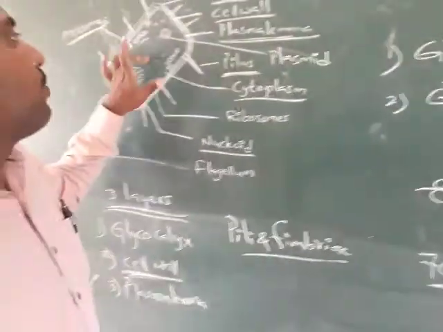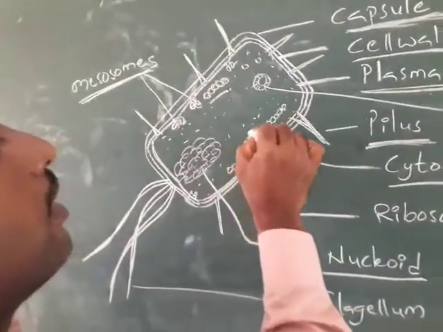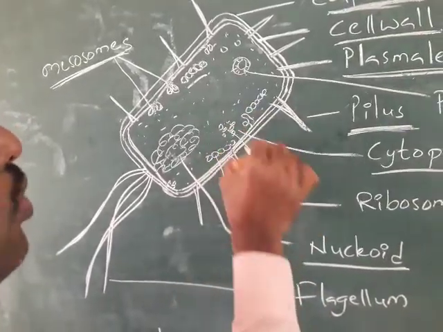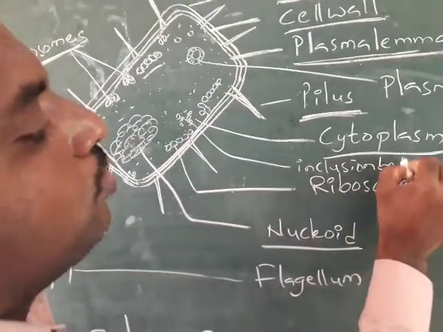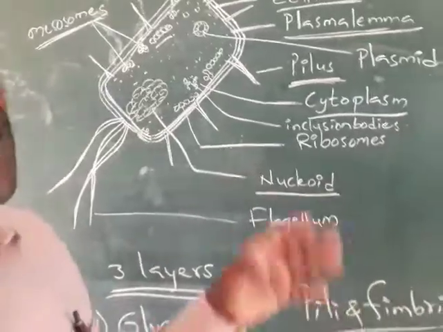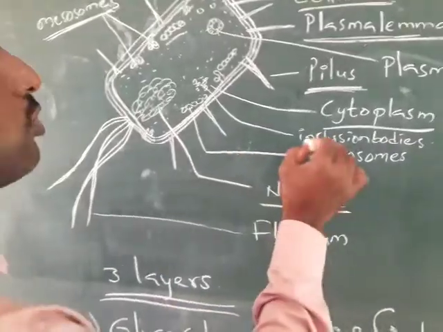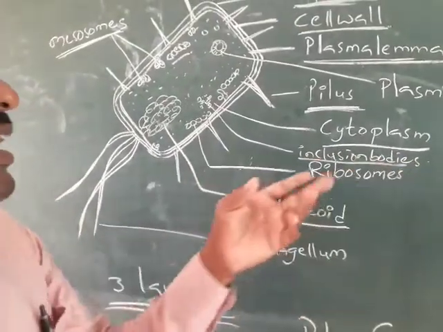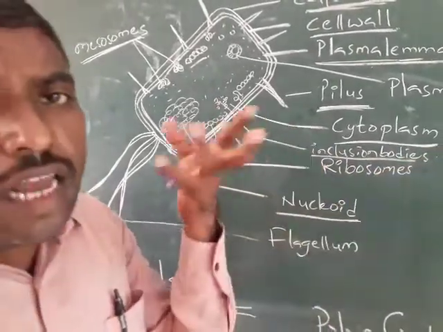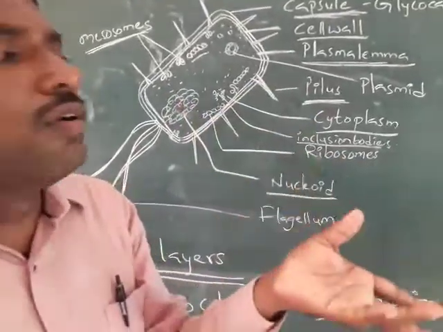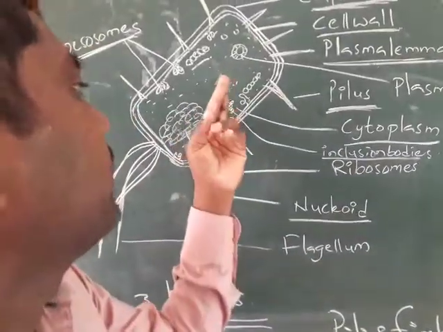In the cytoplasm there is another non-membrane-bound organelle: the inclusion bodies. Inclusion bodies are non-membrane-bound organelles. These are reserve food materials. The phosphate granules, cyanophycin granules, and glycogen granules are non-membrane-bound bodies present in the cytoplasm of the prokaryotic cell.